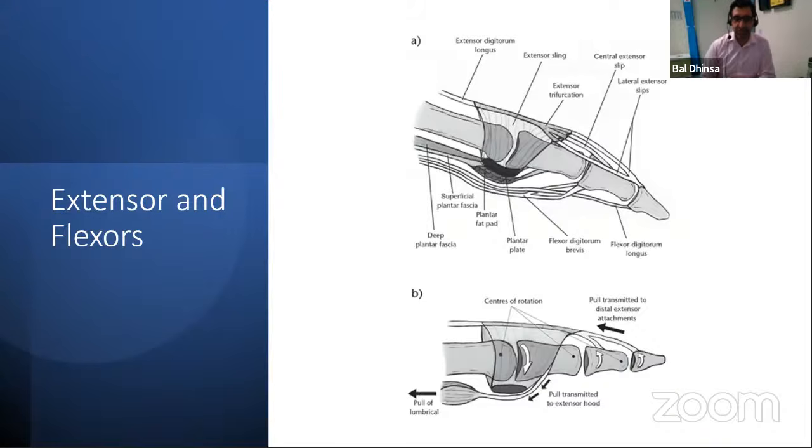They're held over the metatarsophalangeal joint by an extensor sling which connects with the plantar plate on the plantar aspect. On the flexor aspect of the toe, you have the flexor digitorum brevis, which has two slips which go into the intermediate phalanx, and then you have the flexor digitorum longus, which goes into the distal phalanx. And as you can see, the centers of rotation are such that if the toe remains in neutral, the flexors will work as flexors at the metatarsophalangeal joint, and the extensors will work as extensors at the interphalangeal joints distally and proximally. And this is how they balance each other out in a neutral position.